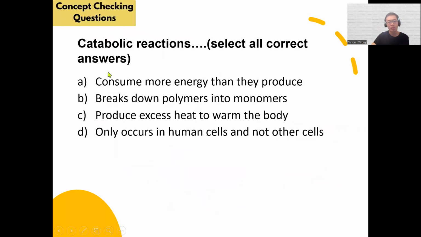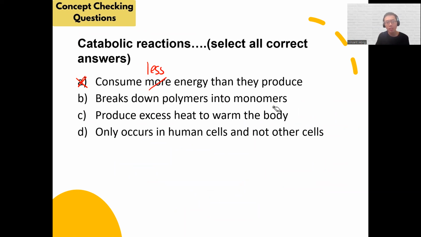Okay, let me just take this question up with you and then I'll let you go. Catabolic reactions, A, consume more energy than they produce. That is not true. They actually consume less energy than they produce, which is why catabolic reactions end up giving off energy, right? Those energies then can be used to charge up ATP.